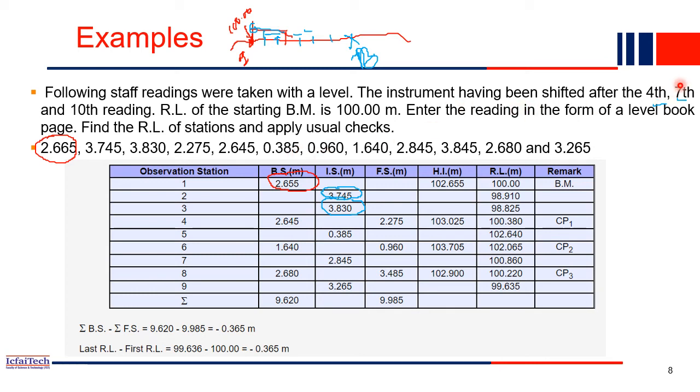And then from the seventh reading, again we shift the instrument. So first, second, third, fourth, fifth, sixth, seventh. After this reading, again you have shifted the instrument. That means this is again a foresight, so that's why it comes again as a foresight. Now when you shift it to the new position, this reading will be the back side. So this is a back side again, and then the next readings will be the intermediate sights, right? And then after the 10th reading, again 1 2 3 4 5 6 7 8 9 10.